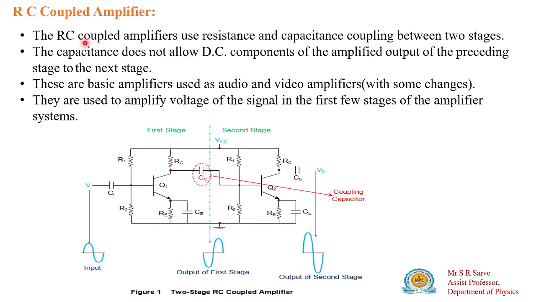In the case of the RC coupled amplifier, observe that this one is your first stage and this one is your second stage amplifier. Here the emitter terminal is grounded, that is, it is a common emitter stage. This is the first common emitter amplifier, and this is your second. Both are connected to each other. If you provide input to a common emitter amplifier, it will generate output with a 180-degree phase change. This is in the upward direction, this is in the downward direction.